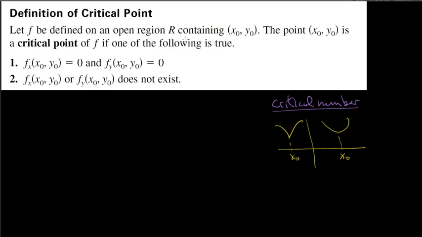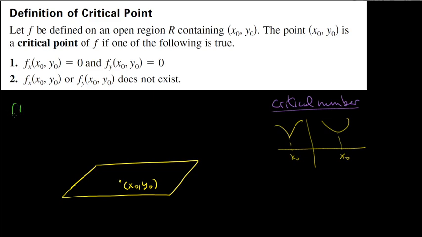Okay. So same idea, but now we have a critical point. So here's your xy plane, and you have your point x0, y0. We say that that is a critical point if, so there's two possibilities here. Let's just look at the first possibility. The first one is that both partial derivatives, the x partial derivative and the y partial derivative, are 0. So that's going to happen when you have a surface that roughly looks like this.